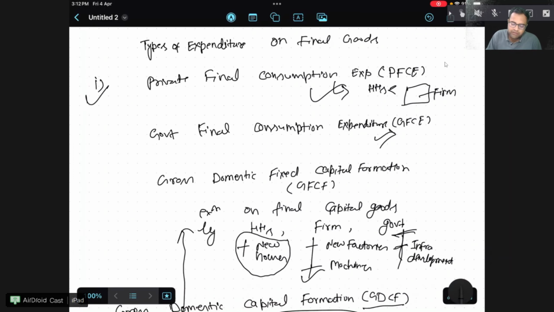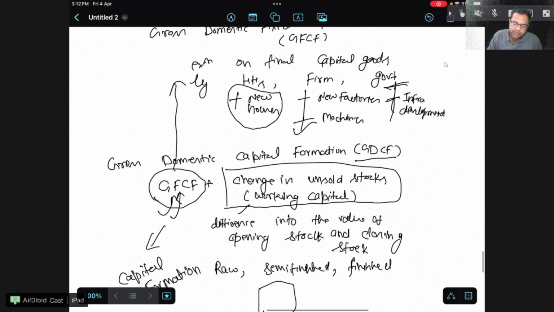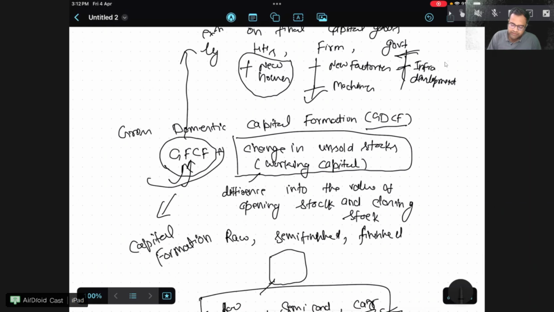A total capital formation would be calculated by adding first the gross domestic fixed capital formation, and then the value of the change in the unsold stock, which means the difference between the value of the raw material, semi finished and finished goods at the opening of the year and the end of the year of any particular firm. When we add this total value, we will get the value of gross domestic capital formation.